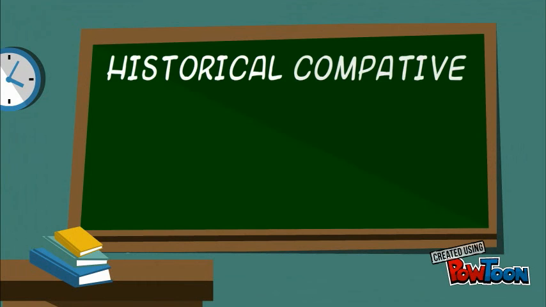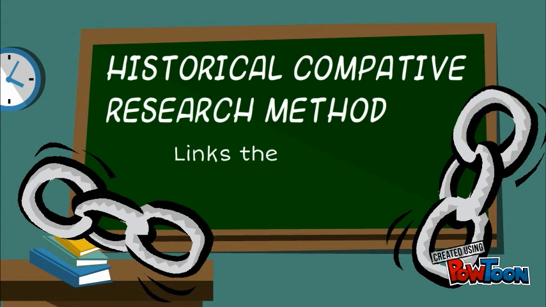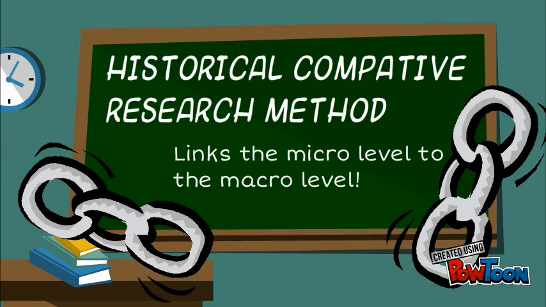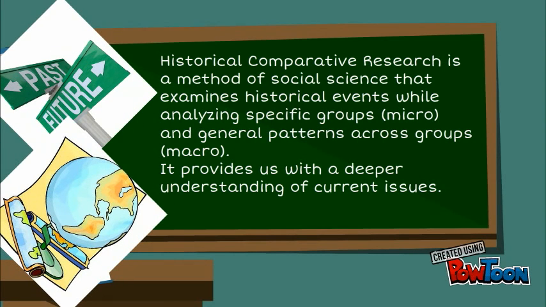Page 111 in our classroom textbook explains that the historical comparative research method links the micro level to the macro level. Historical comparative research is a method of social science that examines historical events while analyzing specific groups and general patterns across groups. It provides us with a deeper understanding of current issues.